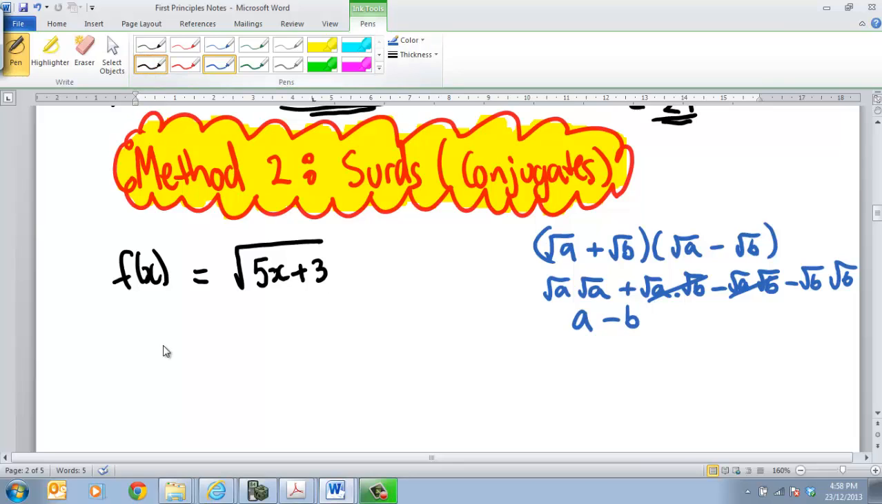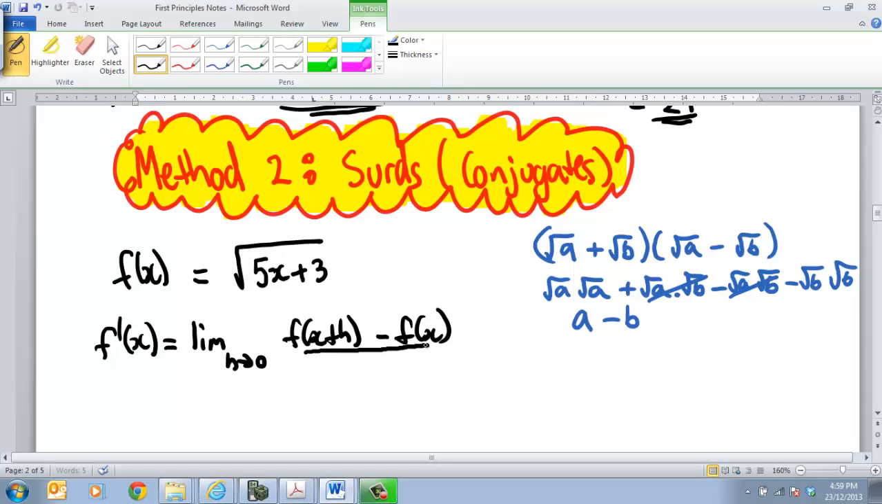Alright, so let's get into doing this one here. So f dashed of x is equal to the limit as h goes to 0 of f of x plus h, take f of x, all over h. So that's our definition for first principles. So that's equal to the limit as h goes to 0. Now, all we do with that f of x plus h is we put an x plus h in there.